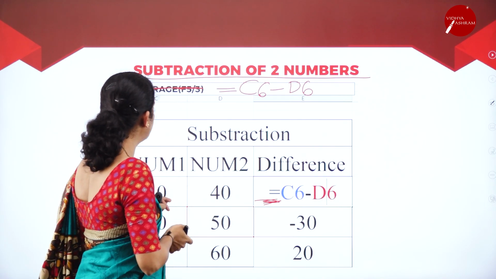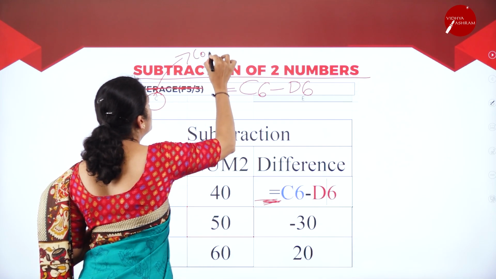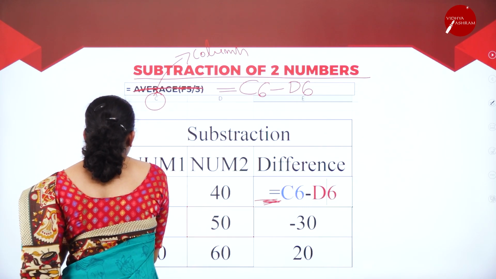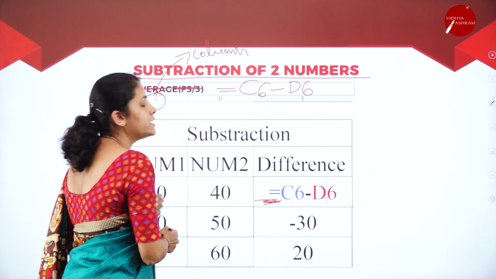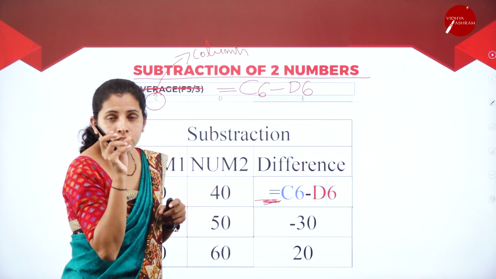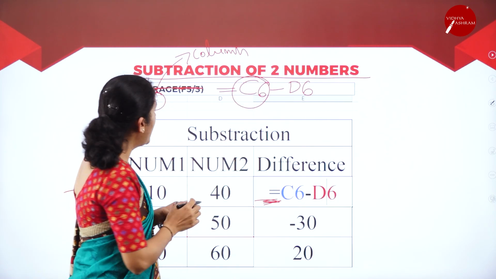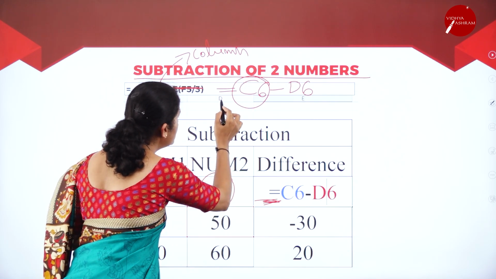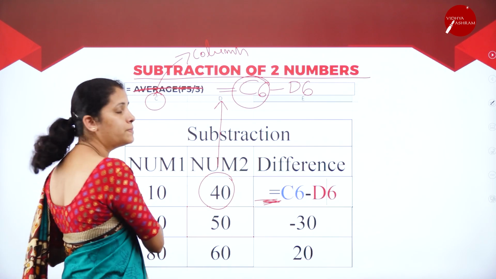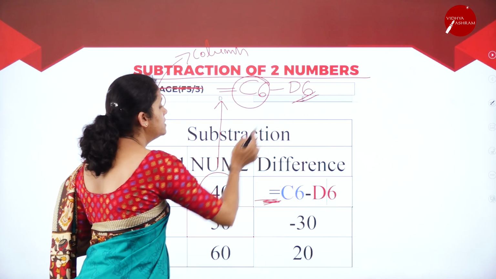So what is C6? C is nothing but the column value. And 6 is nothing but the row value. So the intersecting cell address is C6. And what about my second number? That comes in my D column. And what is my row number? That is 6. So it is D6.